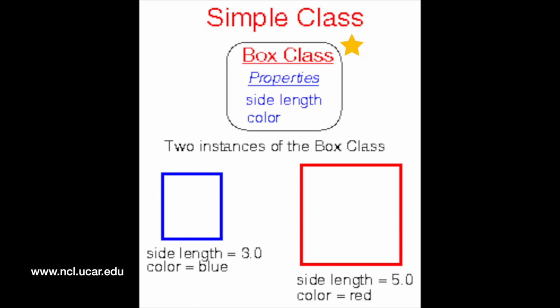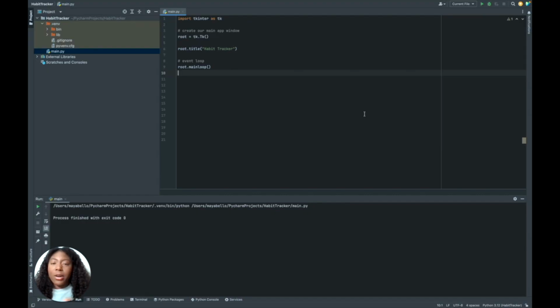So let's say we had a box class and it had different properties like the side length and the color. One instance of this class, we can have a side length of 3 and the color is blue, and then a whole different instance of this class, this special occurrence, has a side length of 5 and the color is red. Check out the quiz question below to test your understanding of this. Let's write our main window code. Let's go.